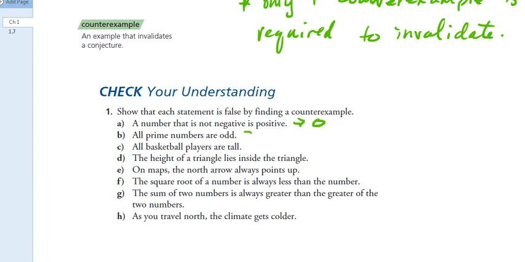0 is our answer for the first one. 2 is our answer for the second one. No, 2 is the counterexample. 2 is prime, but it is even. So that's a false conjecture there.